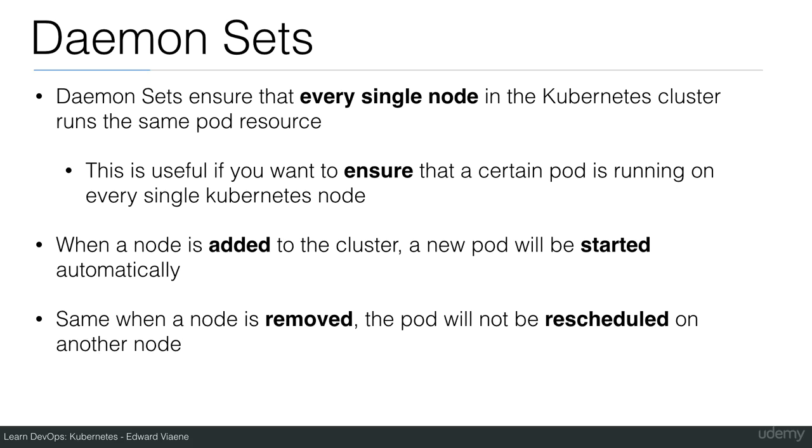Same when the node is removed, the pod will not be rescheduled on another node. You have 4 nodes, you will run 4 pods, 1 on each node. You remove one node, you will then run 3 pods instead of 4. That 4th pod will not be rescheduled. So you always have the same amount of pods as you have the amount of nodes.